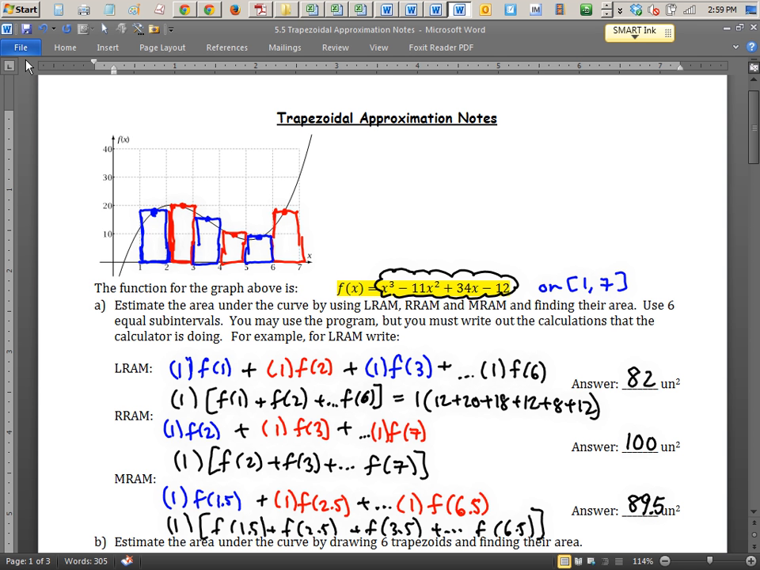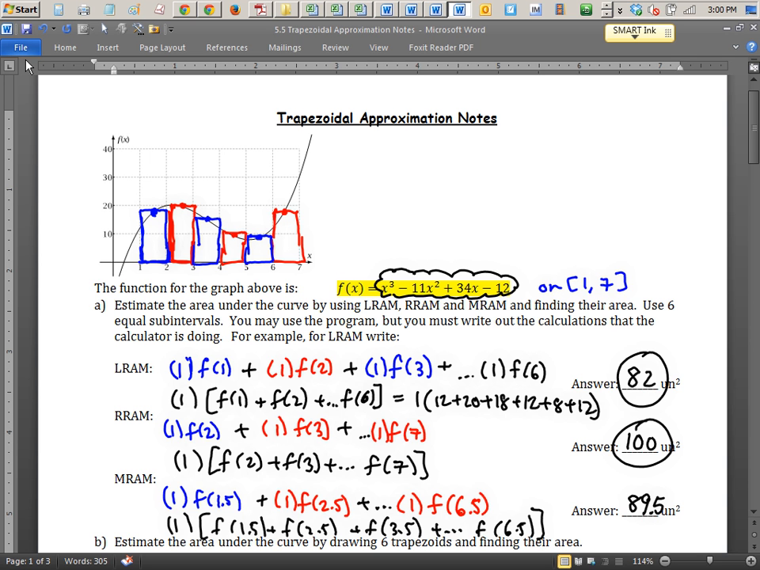Notice that the MRAM is not actually the average or anything of LRAM and RRAM. So it'd be really tempting to think, next time I'm just going to kind of average the 82 and the 100. Well, the average of 82 and 100 is unfortunately 91, not 89.5. So you cannot use that logic.